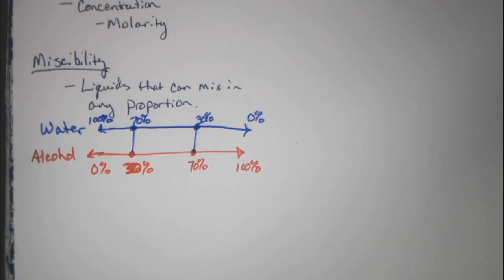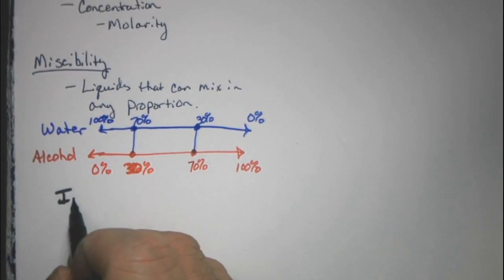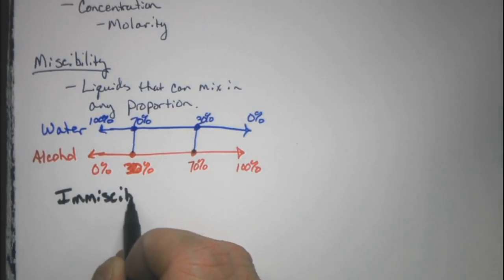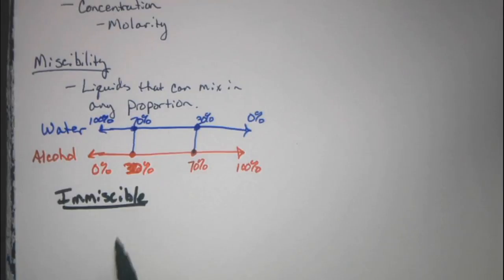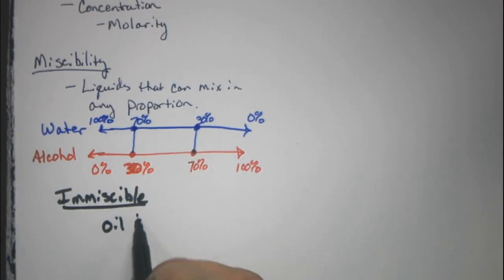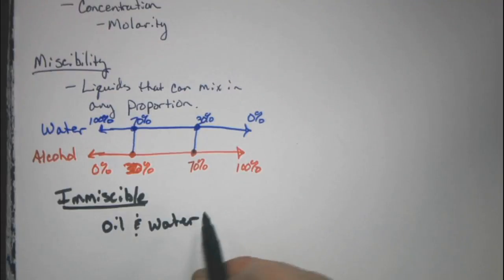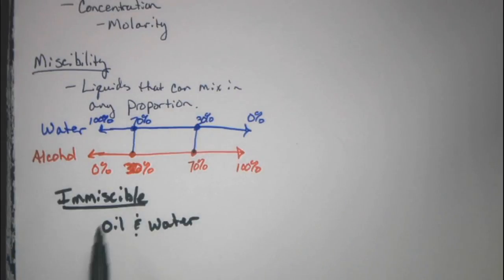Okay, the opposite of this is immiscible. Two M's, immiscible. Examples of immiscible are oil and water. They will not mix. They will not blend. They will not dissolve into the other one in any proportion, in any way. Even the tiniest amount of oil will separate itself from water. And this is the reason these are immiscible.